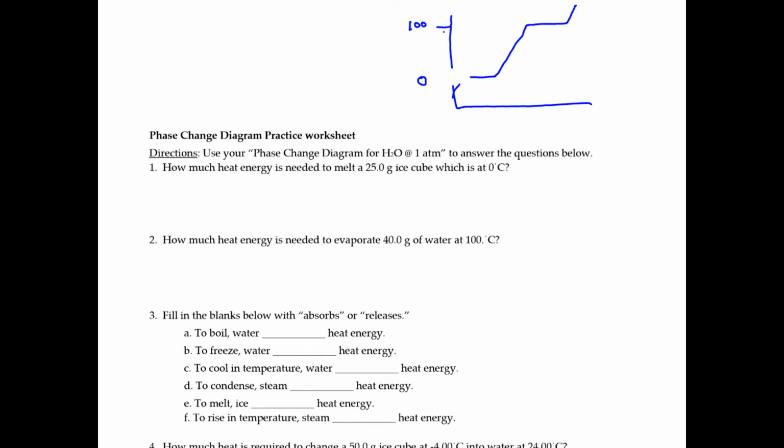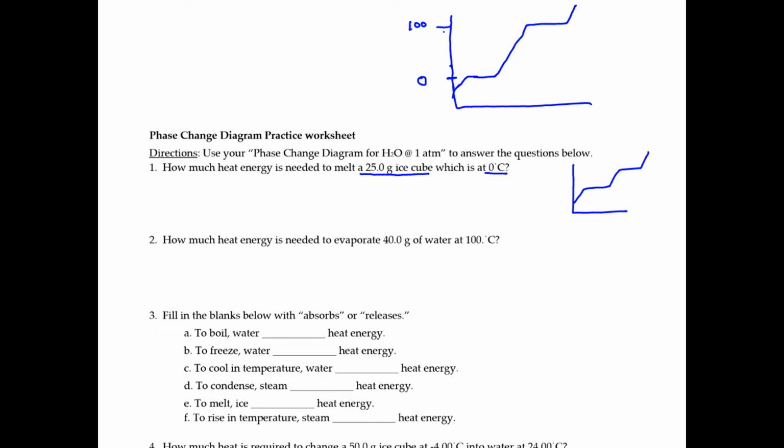Let me just fix this real quick. You have 5 zones here, and you're going to figure out in which zone you are for each problem. That's really half the battle right there. Okay, so we'll try to check it out in each problem. So here's a quick sketch of that drawing, 5 zones. And look at what this says. How much heat energy is needed to melt a 25 gram ice cube, which is at 0 degrees?